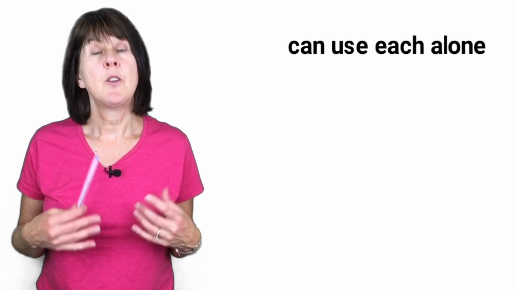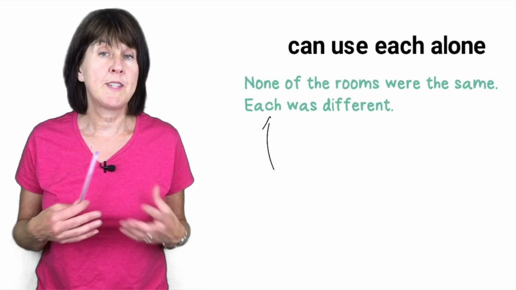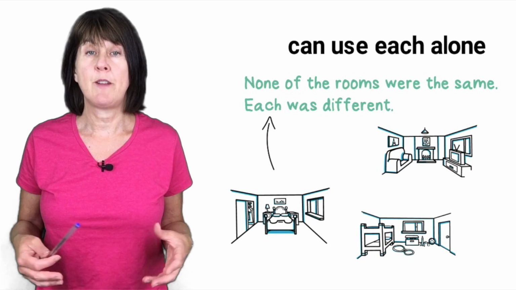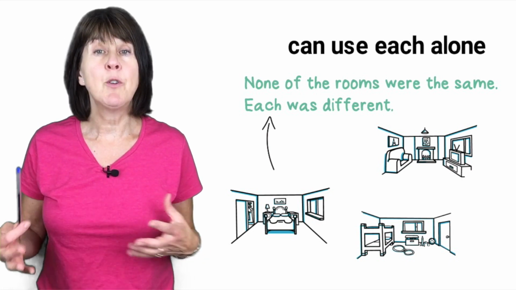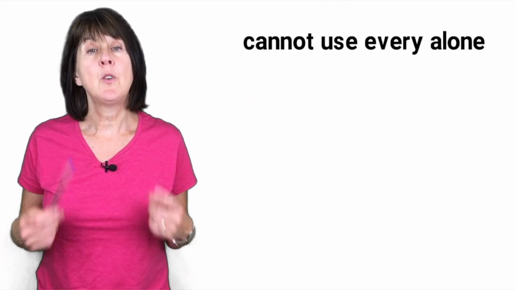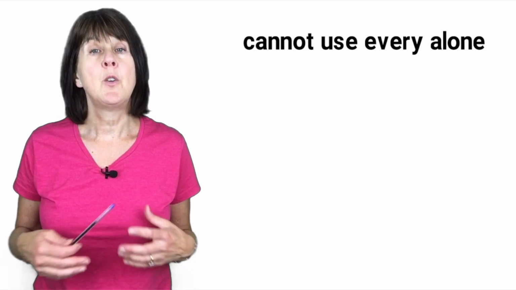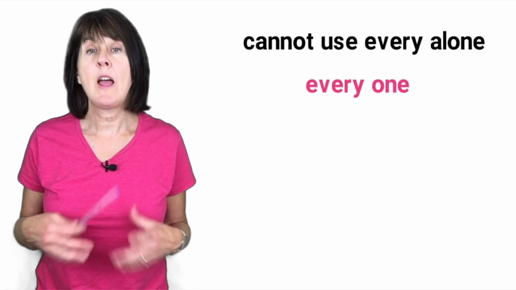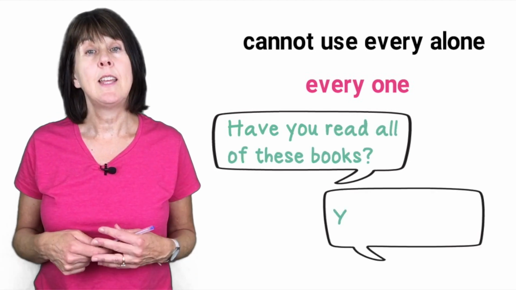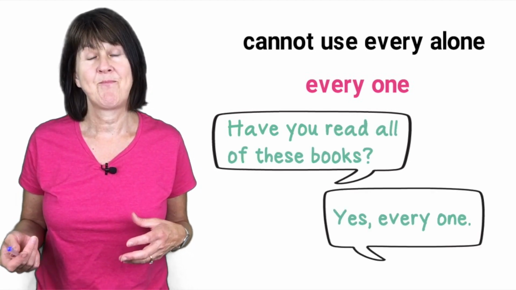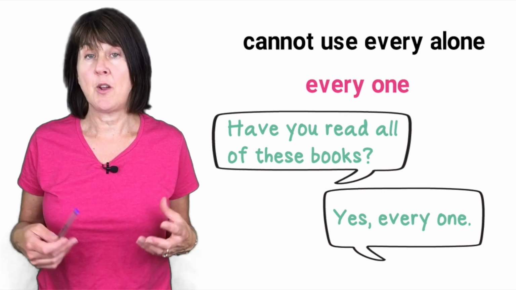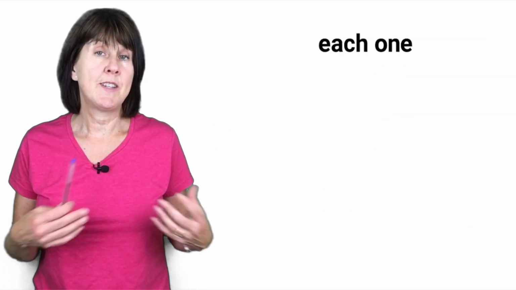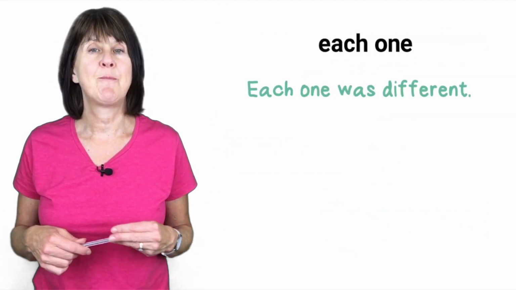You can use each alone, so none of the rooms were the same. Each was different. This means each room. But you cannot use every alone, so you have to say every one. So for example, have you read all of these books? Yes, every one. Each can also be each one, so you can say each one was different.